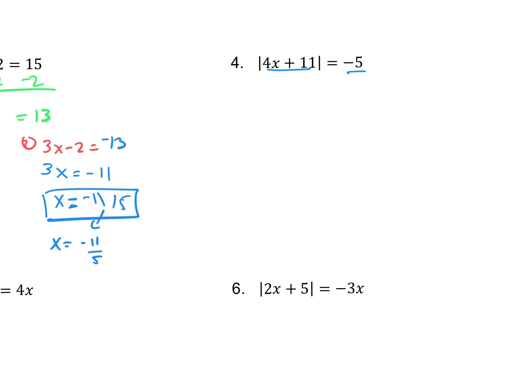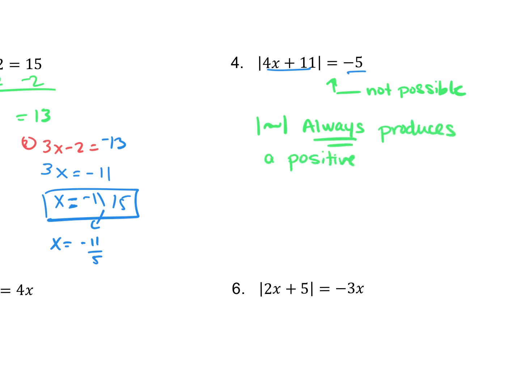So this, not possible. I can never take the absolute value of something and then get a negative number as my answer, okay? So when I write the abbreviation for absolute value, it's going to look like absolute value signs. So absolute value always, always, always produces a positive outcome.